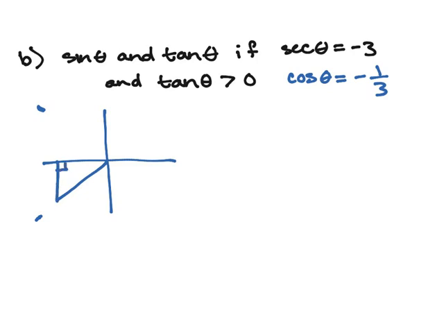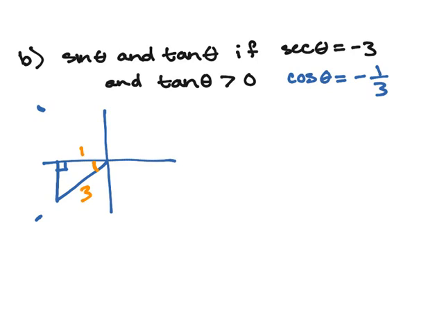So I'm going to draw my right triangle. And we have cosine is negative 1 over 3. So my adjacent, remember here's my theta, my adjacent side to theta is 1. My hypotenuse is 3. So we need to find the opposite side length.